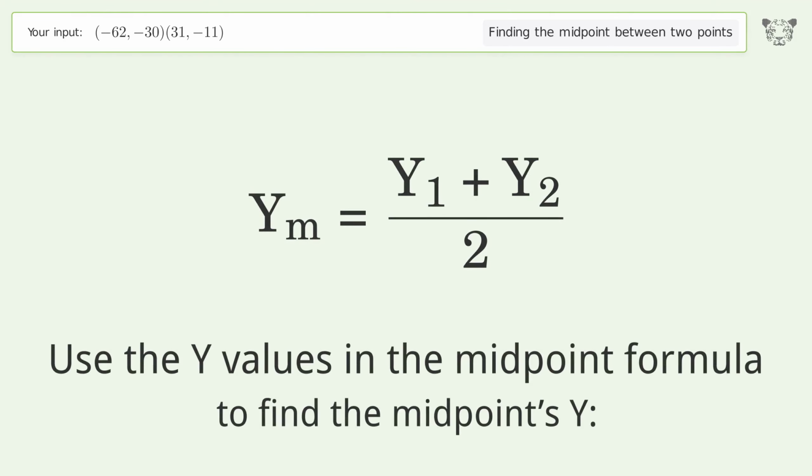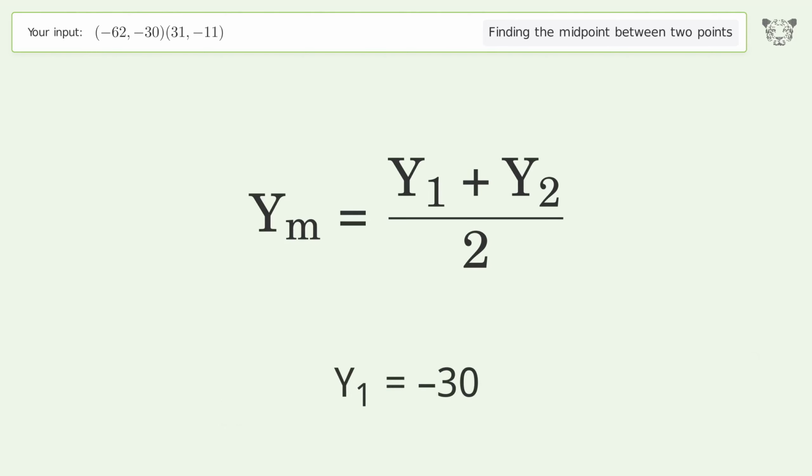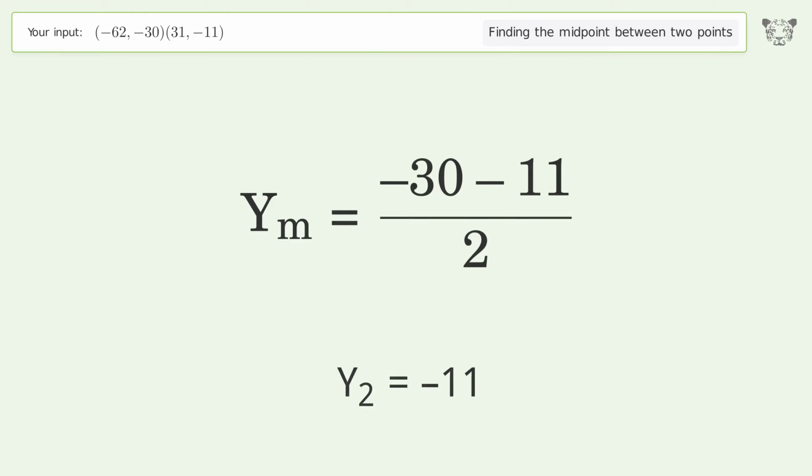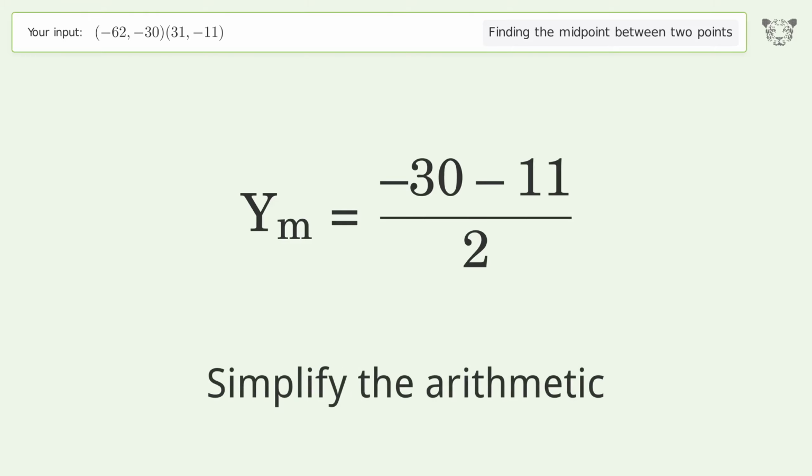Use the y values in the midpoint formula to find the midpoints y. y1 equals -30. y2 equals -11. Simplify the arithmetic.